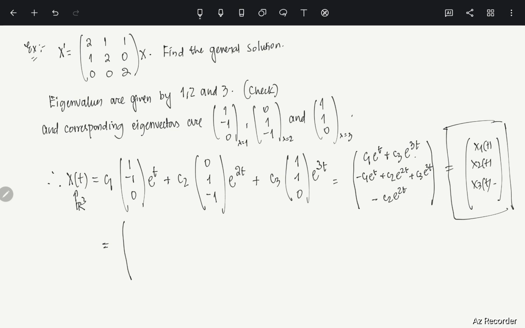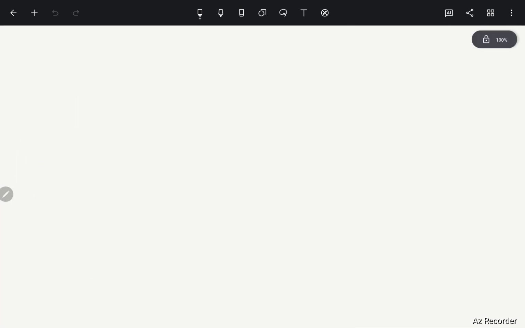You can also write it in terms of a fundamental matrix. So what is the fundamental matrix? It looks like this: the first column is e^t, -e^t, 0. Similarly, the second column is 0, e^(2t), -e^(2t), and the third column is e^(3t), e^(3t), 0. So that's your fundamental matrix. Clear? This also shows you how to find a fundamental matrix, at least when there are distinct eigenvalues.